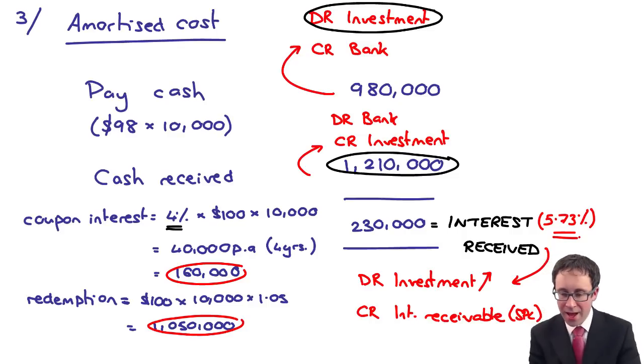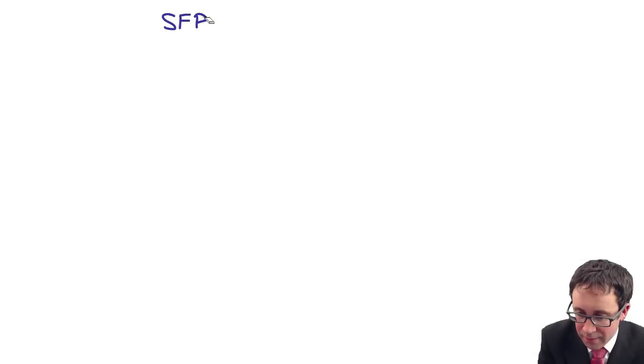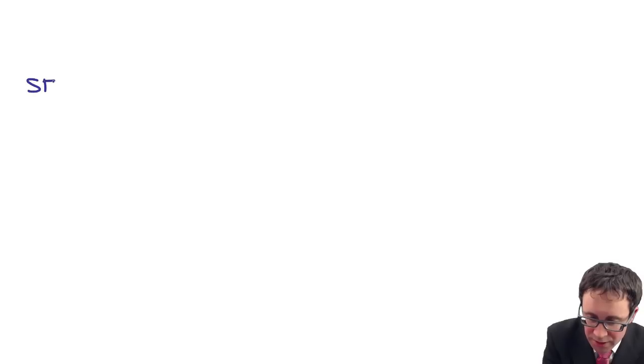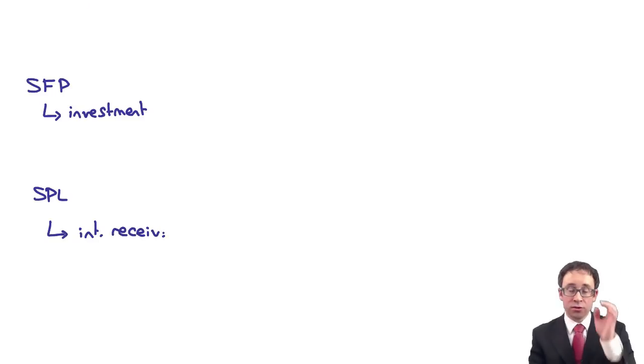Okay. So let's go through and have a play around with it and show how it is treated over the life of the instrument. Because if we're looking at the financial statements, you're looking at the statement of financial position. What I'll do is lay it out slightly differently. We'll look at the statement of financial position, where you have your investments, and the statement of profit or loss, where you have your interest received.